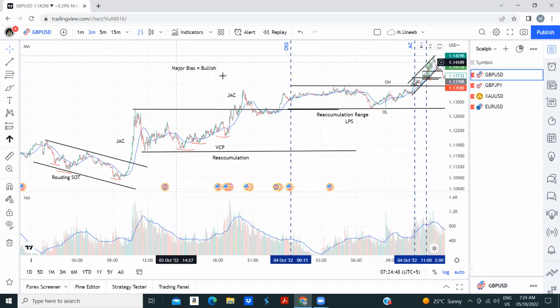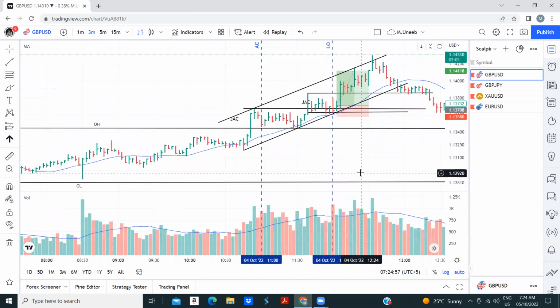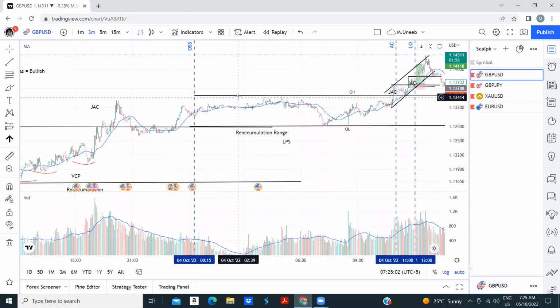When I have a major bias at the bullish, I will not draw the channel from here within the range. I would wait for the jump across the creek move, and then I would draw the channel. Okay, this is a tip which I want to identify here. All right, when's the major bias here?